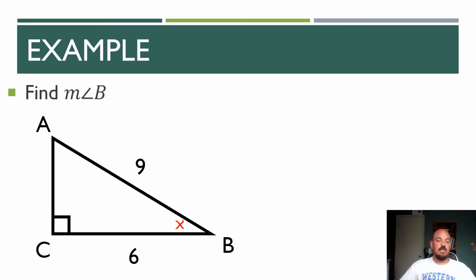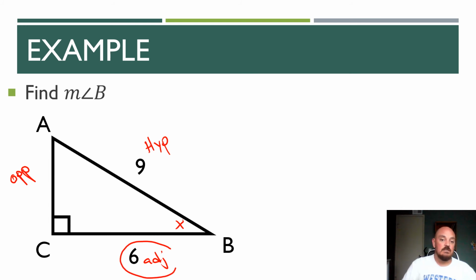So let's do this. Let's label our sides opposite, adjacent, and hypotenuse. The 9 is the hypotenuse. I can tell that because it's opposite from the right angle. Now, if I'm finding angle B, then angle B is the one I'm using in the question. That means opposite from B would be this side over here, the blank side. Now, if the 9 is hypotenuse, and the blank side is opposite, then that means the 6 is adjacent. So the two sides that I want to use are the 9 and the 6.